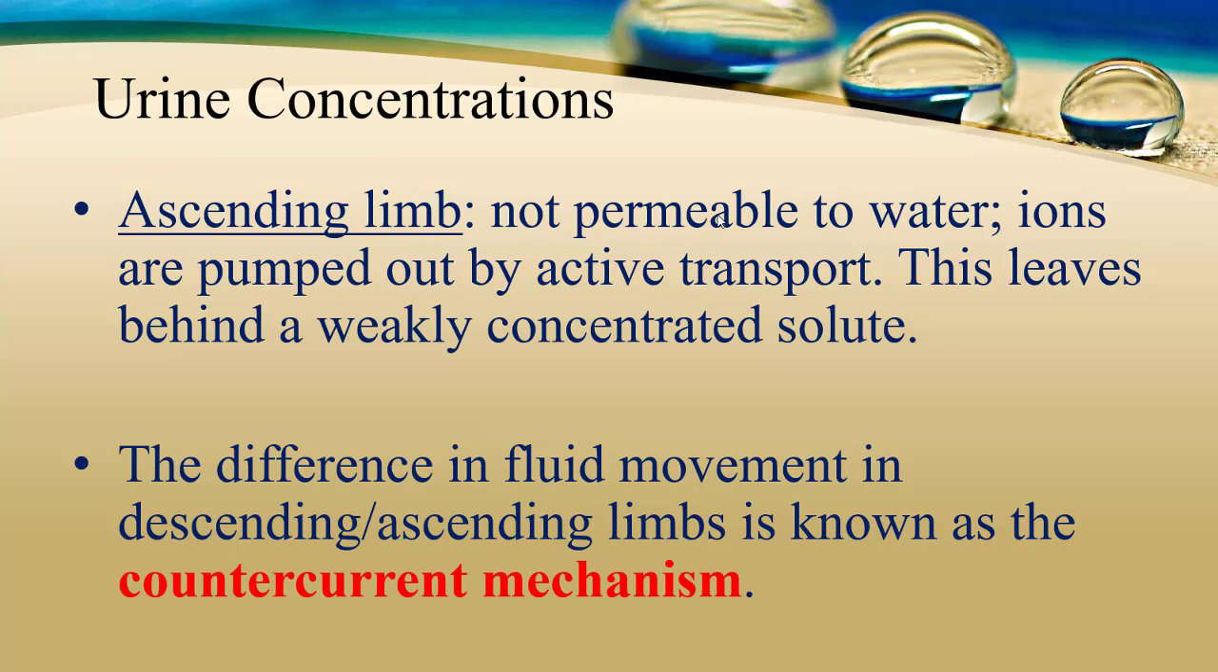Now the difference in how fluid moves between the descending and ascending limbs is known as the countercurrent mechanism, because what happens on one limb of the loop of Henle is going to impact what happens on the other. You have material moving in two different directions within the same structure.